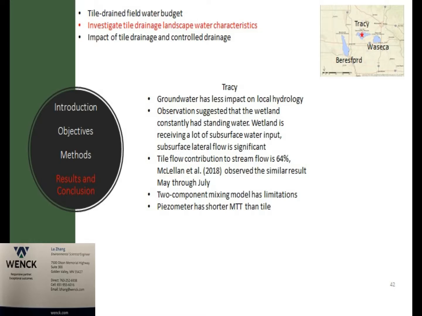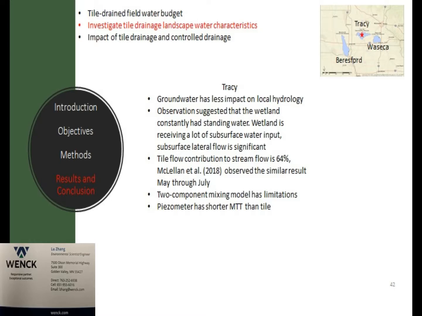So to summarize what I just said, for Tracy's side, groundwater has less of an impact on local hydrology. So basically she just said wetlands constantly have standing water, so every time the students go out to sample, the wetland has standing water. And the landscape is really flat, so it's unlikely to only collect surface water and be able to sustain that standing water. So we think there's quite a bit of subsurface lateral flow that is feeding into the wetland. And because the wetland deviates so much from the deep well groundwater isotopic signature, it's unlikely the groundwater is falling into that.